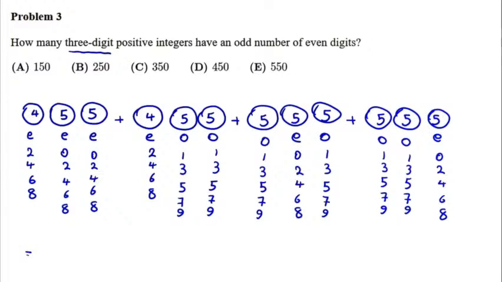So the first part is 100, the next part is 100, the next part is 125, and the last part is 125. You don't need to write all of them. You know that odd digits always have 5 cases, and even digits in the leftmost position have 4 cases. In the rightmost or other positions, they have 5 cases. So if you add up all these numbers, 100, 100, 125, 125, we get 450. So the answer of this problem is D.